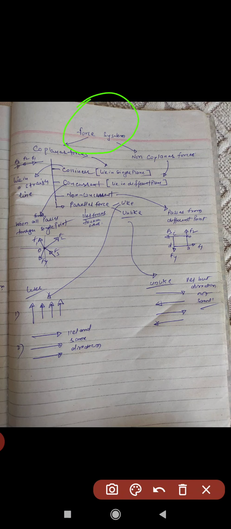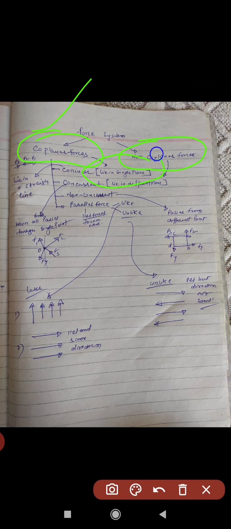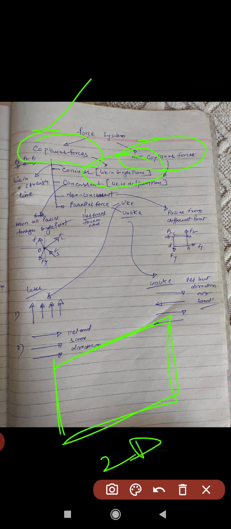Now we will discuss some more things about forces, that is the force system. What is a force system? The force system is classified into two parts: one is coplanar forces and the other is non-coplanar forces. What are coplanar forces? The definition of coplanar forces is that the forces lie on the same plane. This is a plane, a 2D plane.